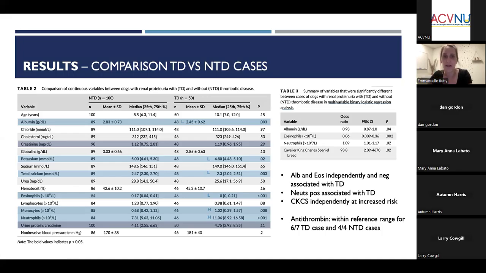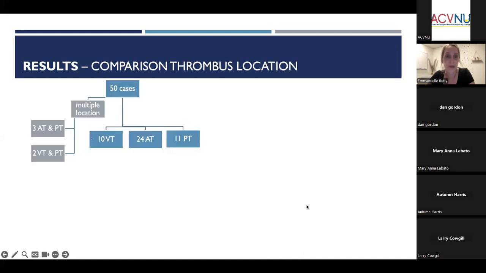And they quickly also mentioned antithrombin here in the article. They just had a couple of cases that were tested, 7 in the thrombotic disease and 4 in the non-thrombotic cases. And it was almost always within the reference range, except for 1 case in the thrombotic disease group.